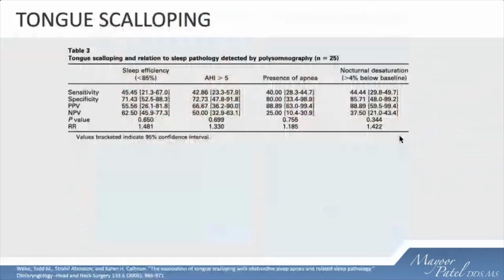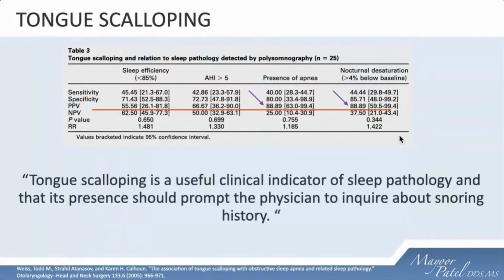Now, if we look at scalloping, and we took nothing more than these individuals and threw them in a sleep laboratory, 88% of them will actually test positive for having apnea, along with desaturations. So we do know that scalloping probably can be a very strong indicator. In this instance, when you see tongue scalloping, getting a good history on snoring or even sleep would be important.